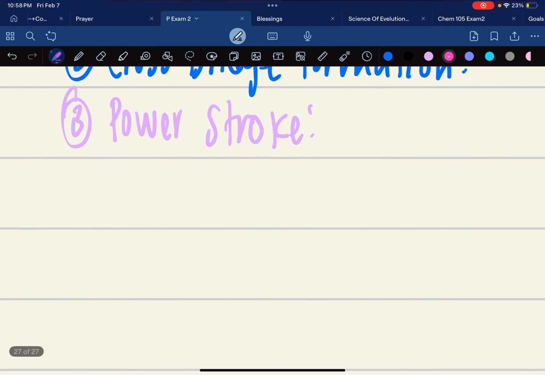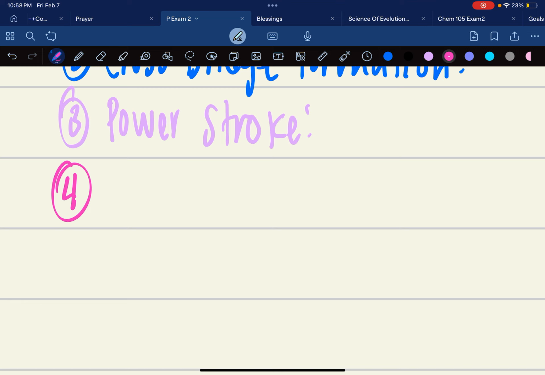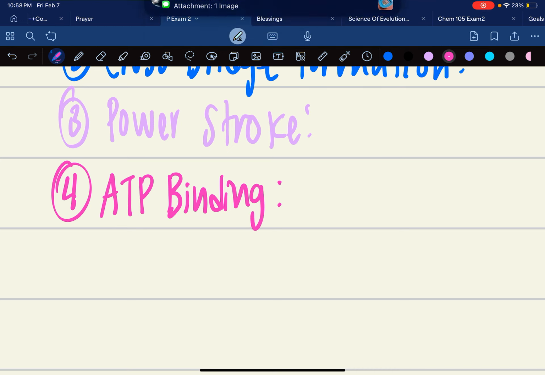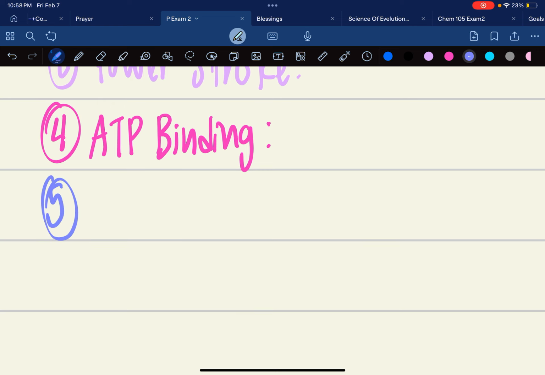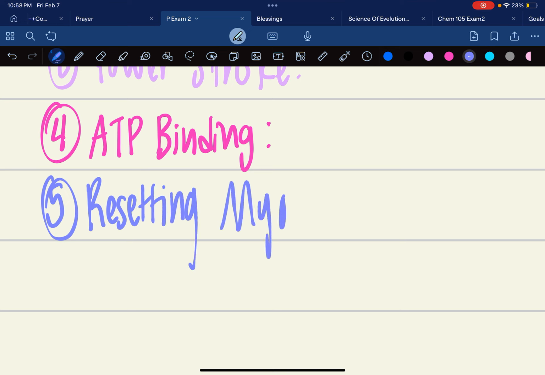And then we have ATP binding. And that's just when ATP binds to myosin heads, causing them to detach from the actin. And then the fifth one is resetting myosin heads. And that's when ATP hydrolysis provides energy to reset myosin heads for another cycle.